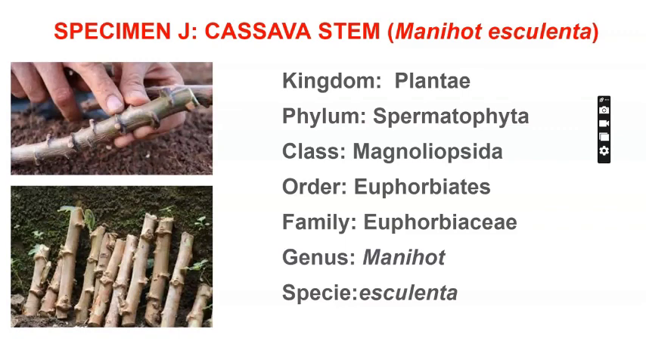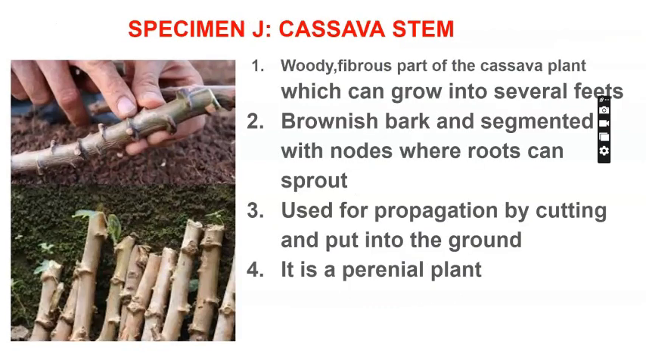Next is specimen J. Specimen J is a cassava stem known as Manihot esculenta. Yes, here is also the classification of Manihot esculenta. Should in case you are asked for it, please do well to get yourself familiarized with it.